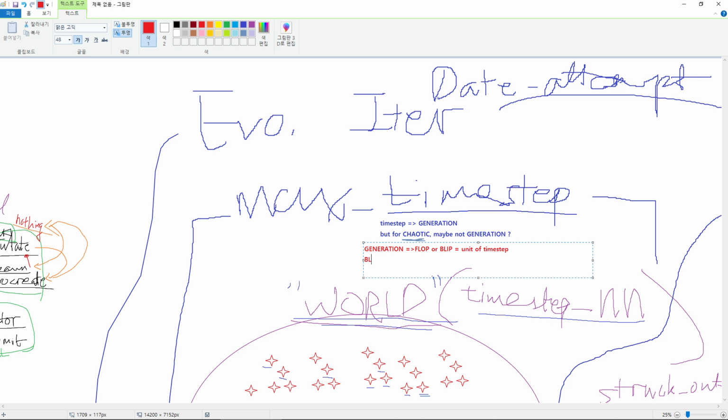And maybe if you have enough blips, that becomes a generation, and then some number of generations becomes an era. So there you go. So that's that.